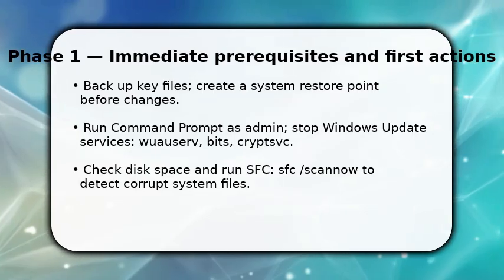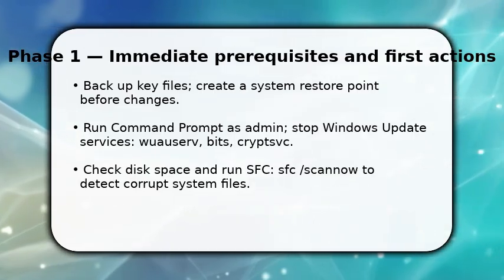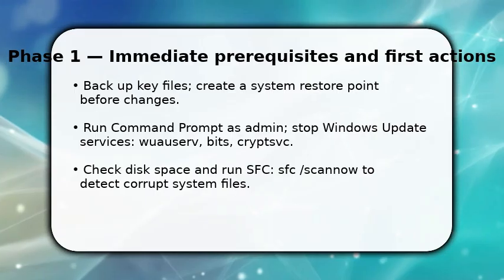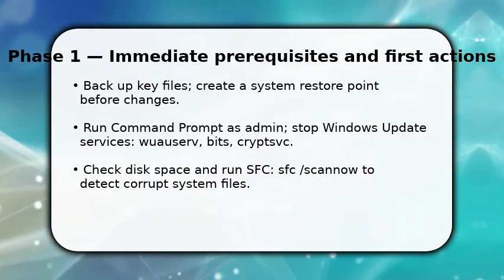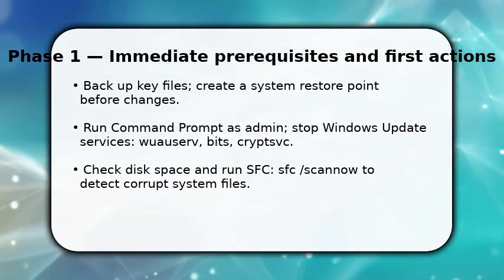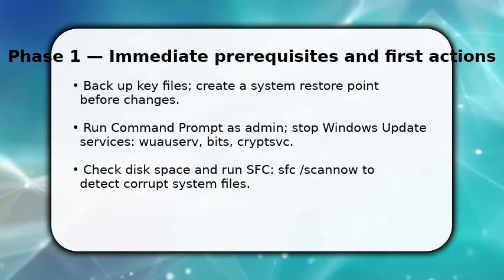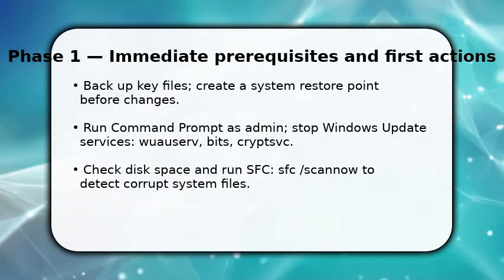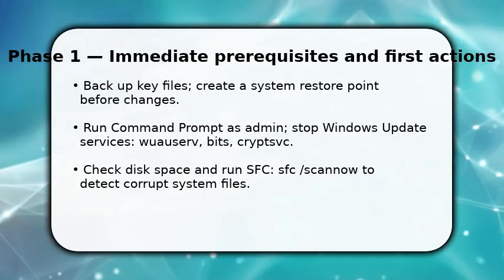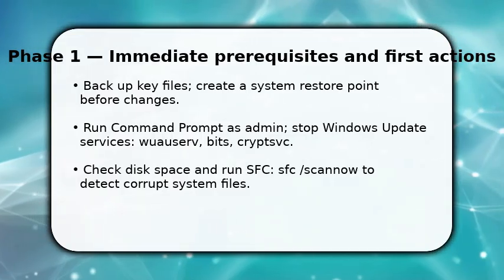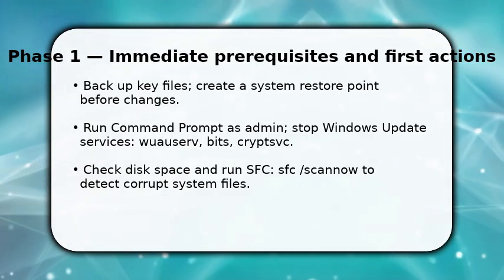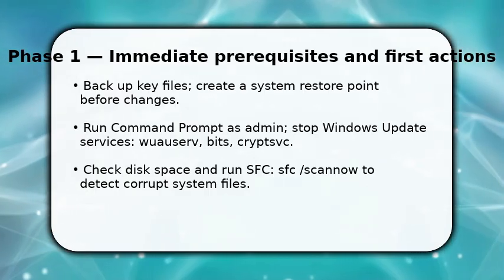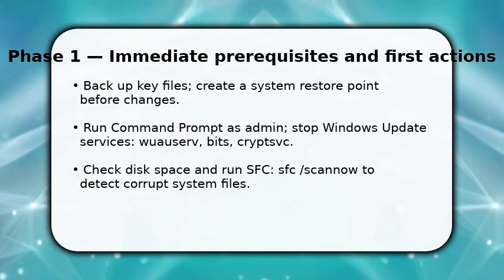Enjoy the video. You begin by protecting your system. Create a restore point and back up important files now. Once done, open Command Prompt as administrator, then stop the Windows Update services like wuauserv, BITS, and cryptsvc so files aren't locked. Next, check free disk space and run sfc /scannow to find corrupt system files. This helps explain why updates fail. Make sure to note any error codes you see so we can target them in the next steps.